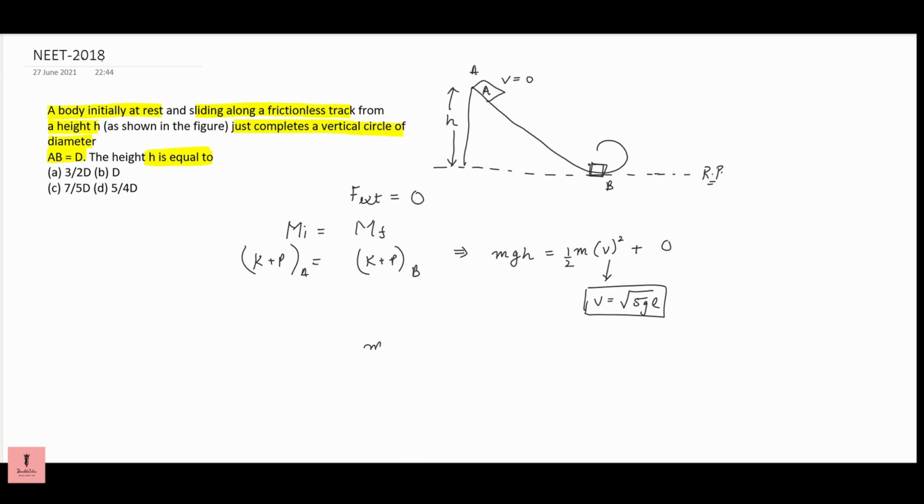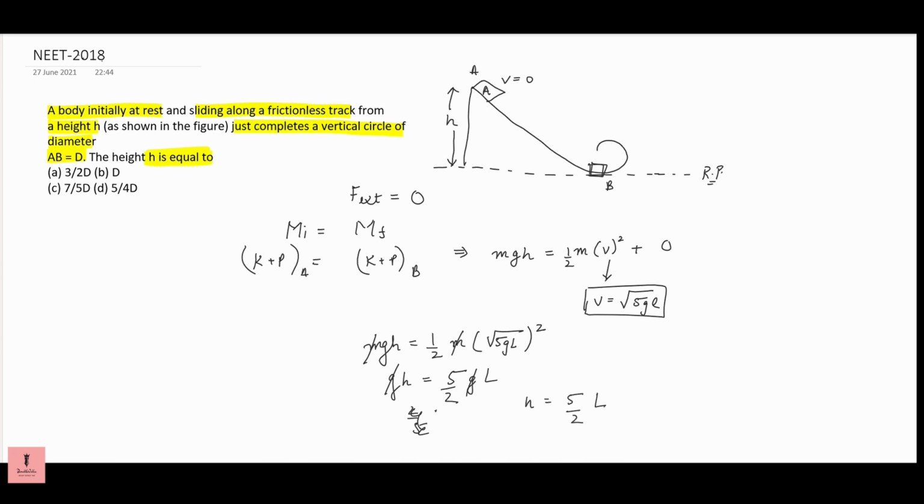So mgh is equal to half m root 5 gL square. m से m कैंसिल हुआ, स्क्वायर खोला, यानी कि gh is equal to 5gL by 2, that is equal to 5 by 2 into L, or we can write this h is equal to 5 by 2 into L.